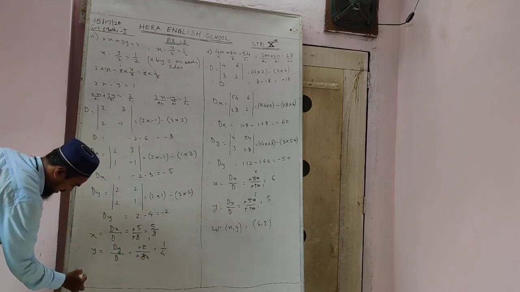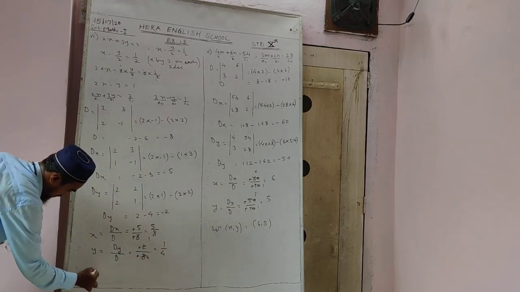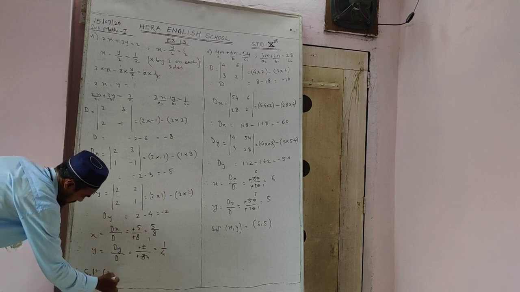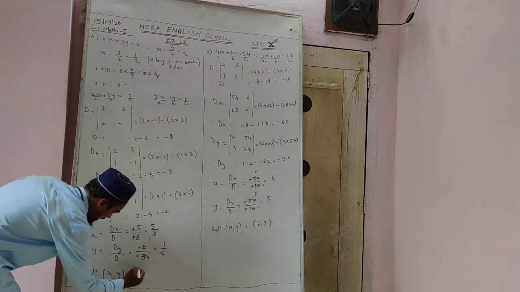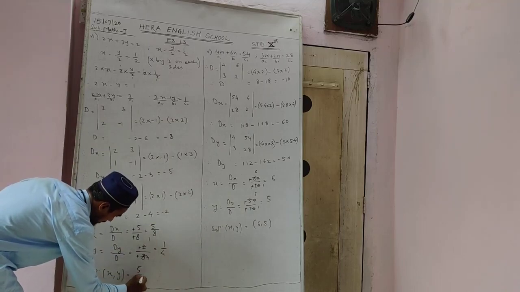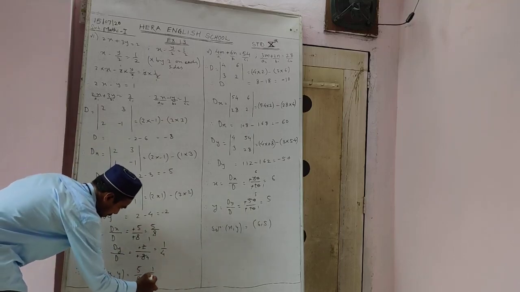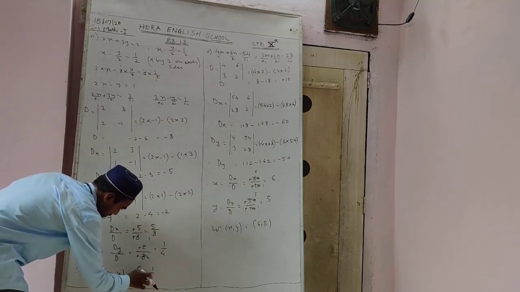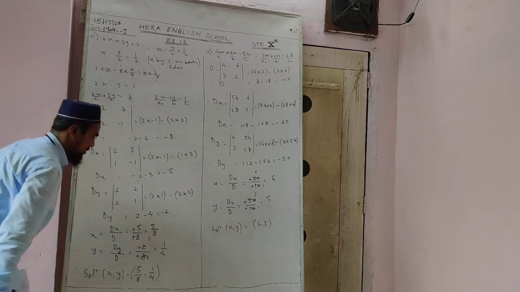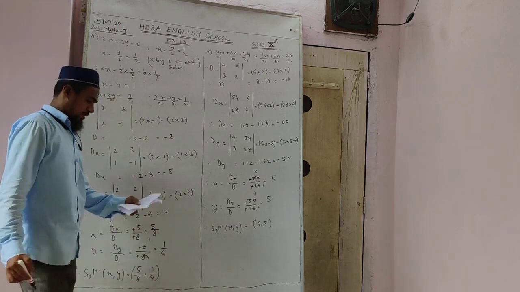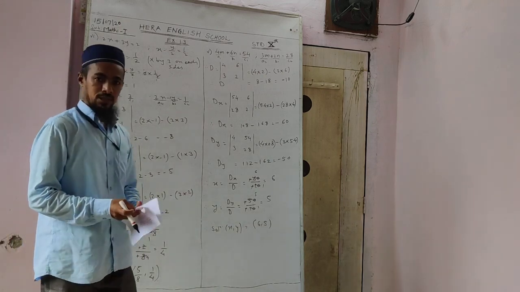In the last we will write here the solution x comma y. X we got 5 by 8 and y is 1 upon 4. That is your answer. Okay students, now here we have completed our exercise.